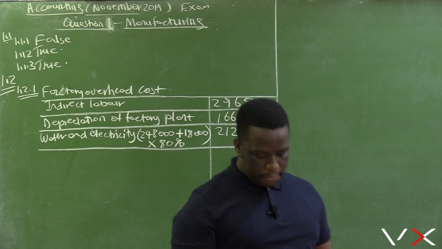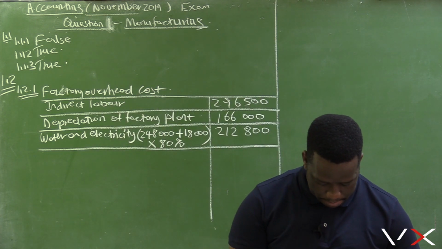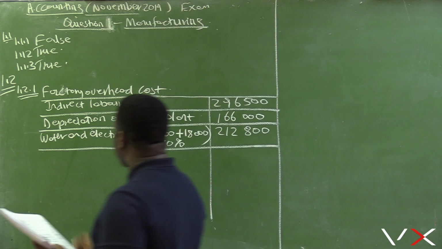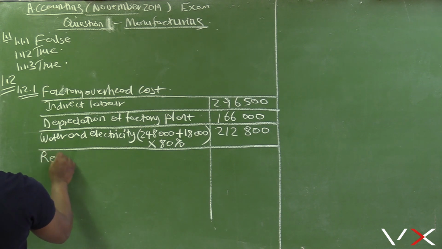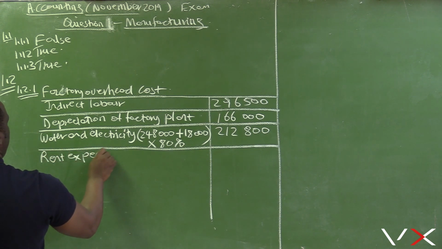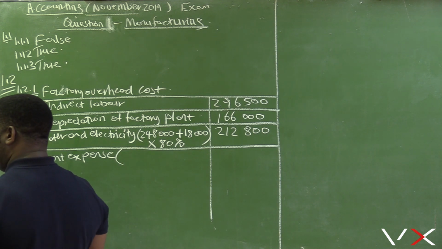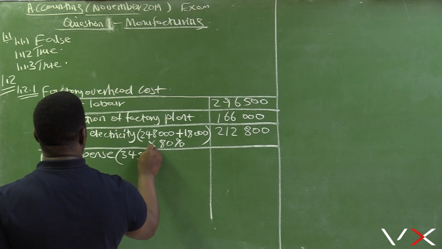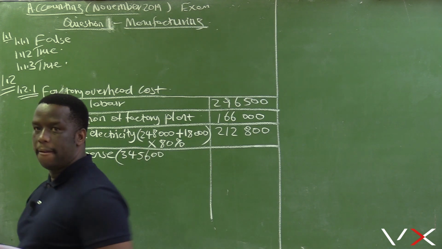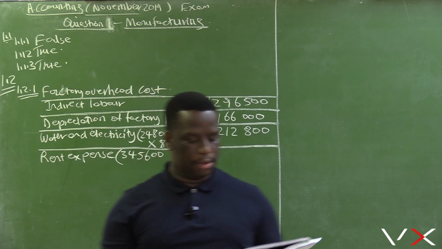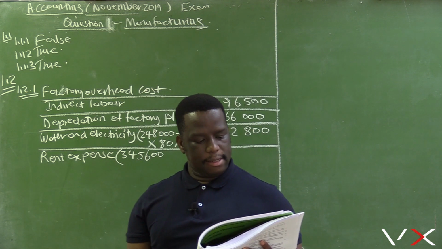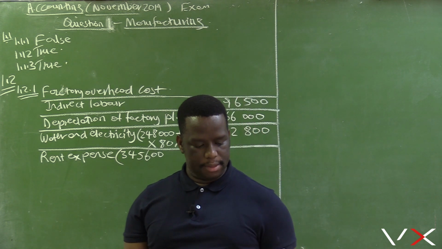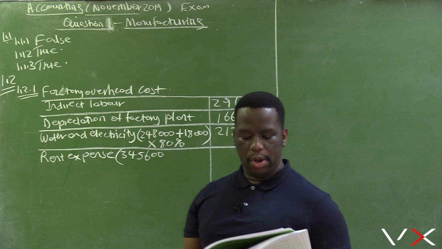The following expense listed in the pre-adjustment amounts for the factory overhead note is rent expense, and there is also an adjustment to the amount given. The rent expense given is 345,600. The adjustment says rent must be allocated according to the floor area.